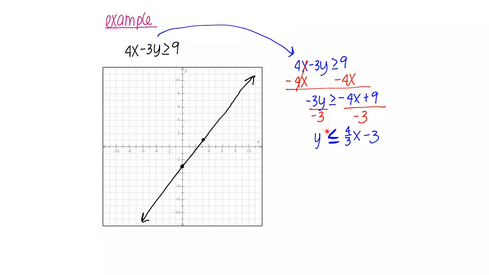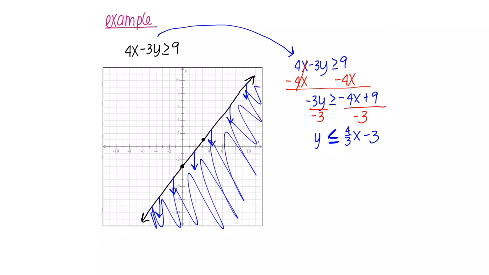It's in the less than direction, which means we're shading below. So I'm coming to my line and drawing my little arrows straight down. That's the below region, so that means this is where we shade. And that's done.